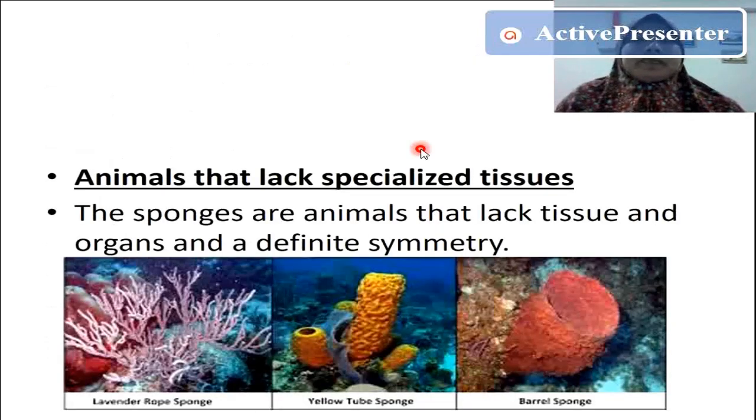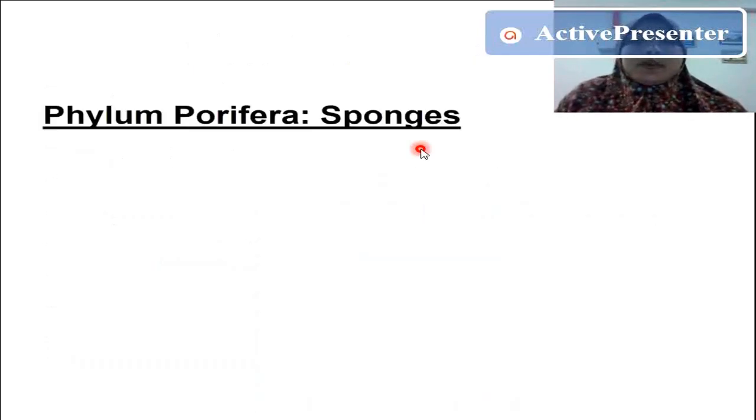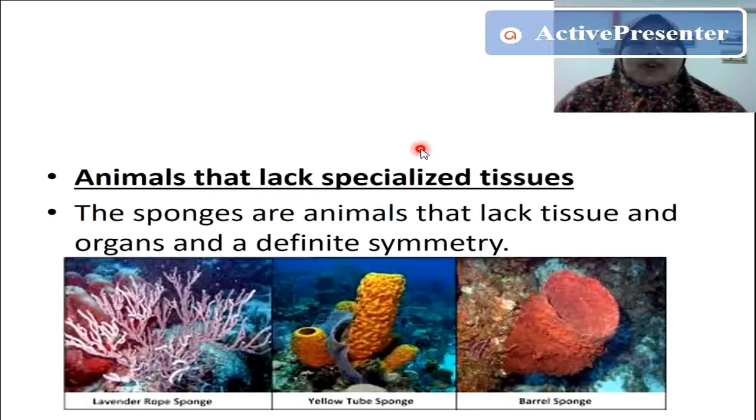So we are going to start with the first phylum in the animal kingdom, which is the phylum Porifera. The example is sponges. Basically, sponges are animals that lack the specialized tissue that I mentioned in the previous video. Sponges are not made of tissue, they are just made of specialized cells.